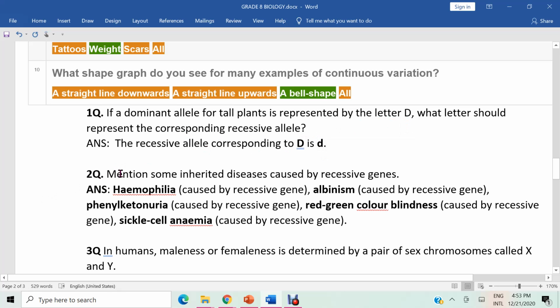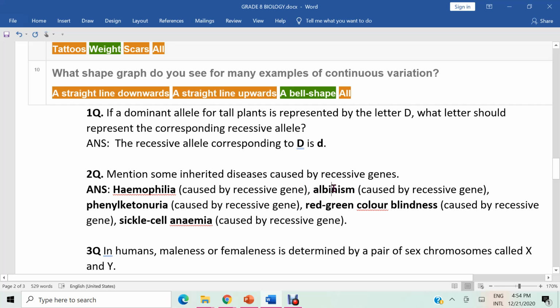Question number 2. Mention some inherited diseases caused by recessive genes. Yes, the examples are many. We'll take a few of them. Hemophilia, which is because of the deficiency of factor 8. Then the patient has inability to have blood clotting in his body. Hemophilia is caused by a recessive gene or recessive allele.